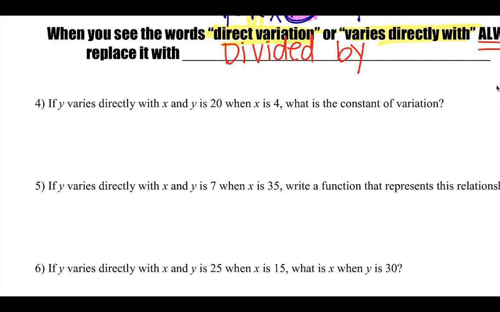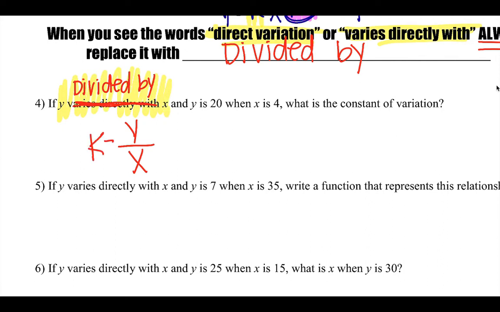So if y varies directly with, oh my gosh, keyword, varies directly with, I'm crossing it out. I don't want to see it, and what am I replacing it with? Divided by. So if y, instead of varies directly with, I've got if y divided by x, and y is 20 when x is 4, what is the constant of variation? What is the k? So it says y divided by x, right? That's what this statement says right here. Y divided by x. That's my k, equals y divided by x.